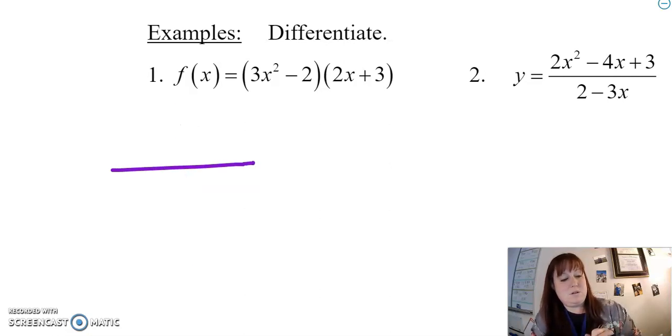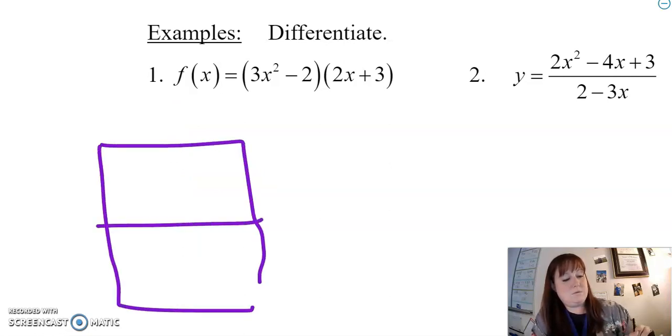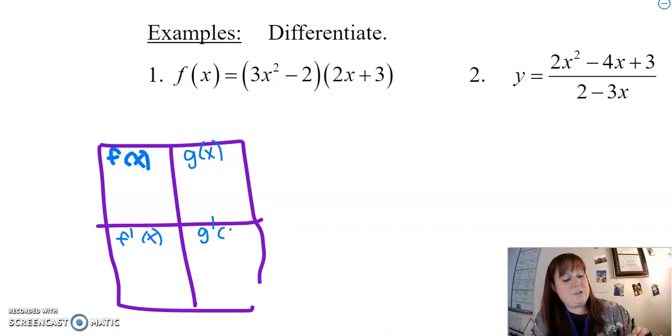We'll do it like this. I'm going to have f of x here, f prime of x there, g of x here, and g prime of x there. Okay, so f of x is, we're just going to name either one of them. So 3x squared minus 2 is f of x, and 2x plus 3 is g of x.